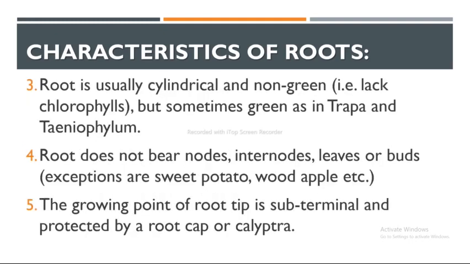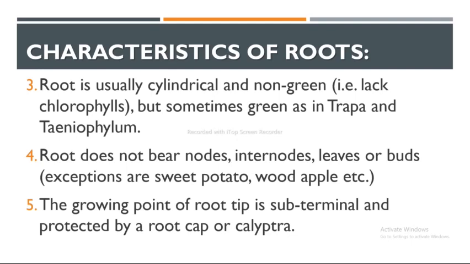Third, root is usually cylindrical and non-green. For example, it lacks chlorophyll, but sometimes green, as in Tropaeolum and Tinospora. Fourth, root doesn't bear nodes, internodes, leaves, or buds. Exceptions are sweet potato and wood apple, etc.